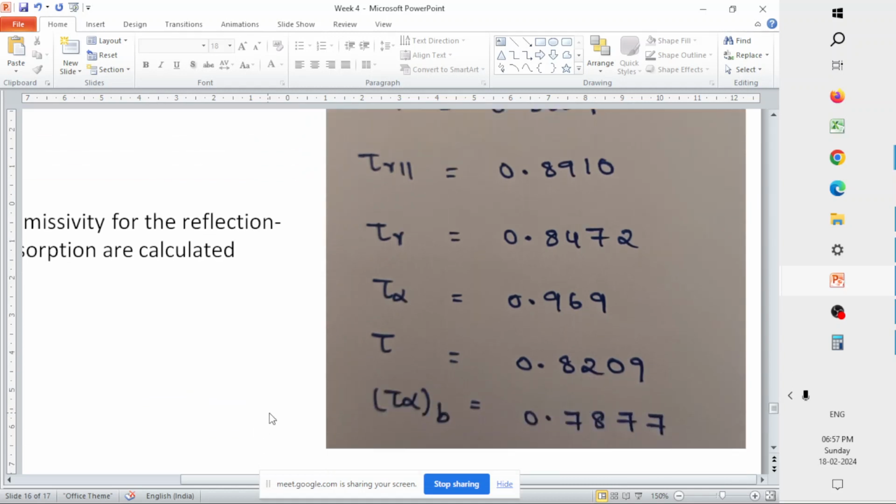Here we do not calculate the value of tau alpha d. The reason is because in case of your concentrating solar collectors, we only focus on beam radiation. There will be diffusive radiation falling onto your concentrating collector, but the majority of the radiation used for your application will be only your beam radiation. So here it will be sufficient if you calculate only the value of tau alpha b.